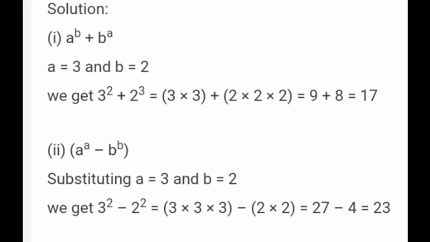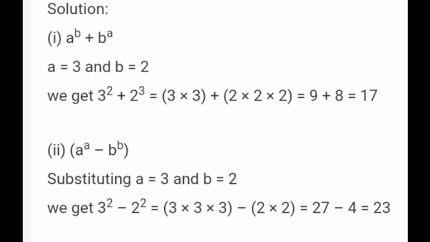See the first question, a^b plus b^a. In the question, a equal to 3 and b equal to 2. Substitute the values, so we can write 3^2 plus 2^3. 3^2 is 3 into 3, 2^3 is 2 into 2 into 2. Now 3 3s are what? 9 plus 8 equal to 17. Next question.